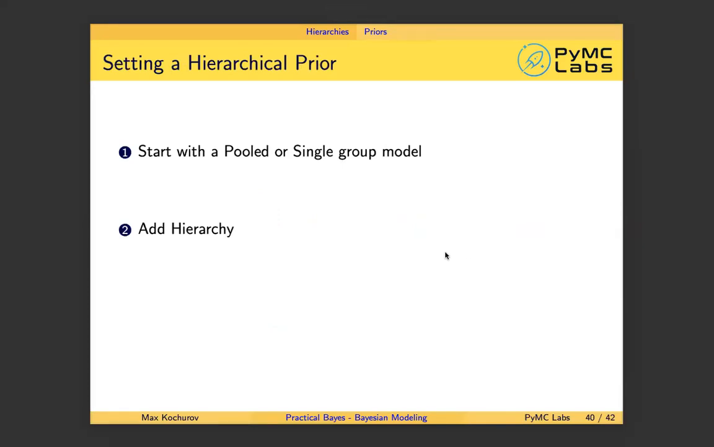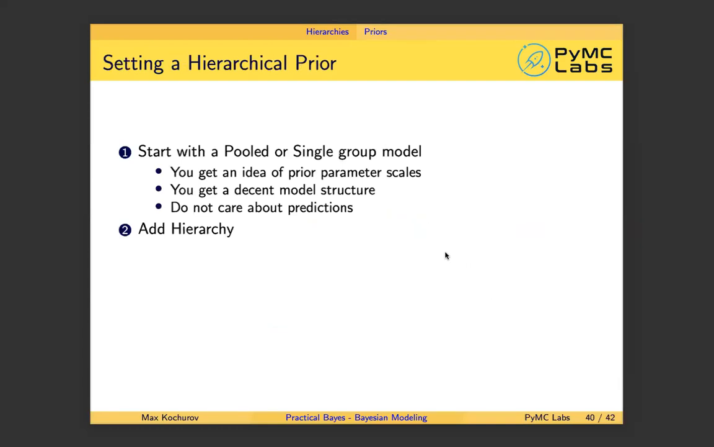So let's go back to our example and let's try to set up the hierarchical prior. At least we have the idea about the non-hierarchical model. We know the prior distributions for our error terms, about the beta coefficient, about the intercept. We know pretty much everything about the model and that it behaves very, very well.